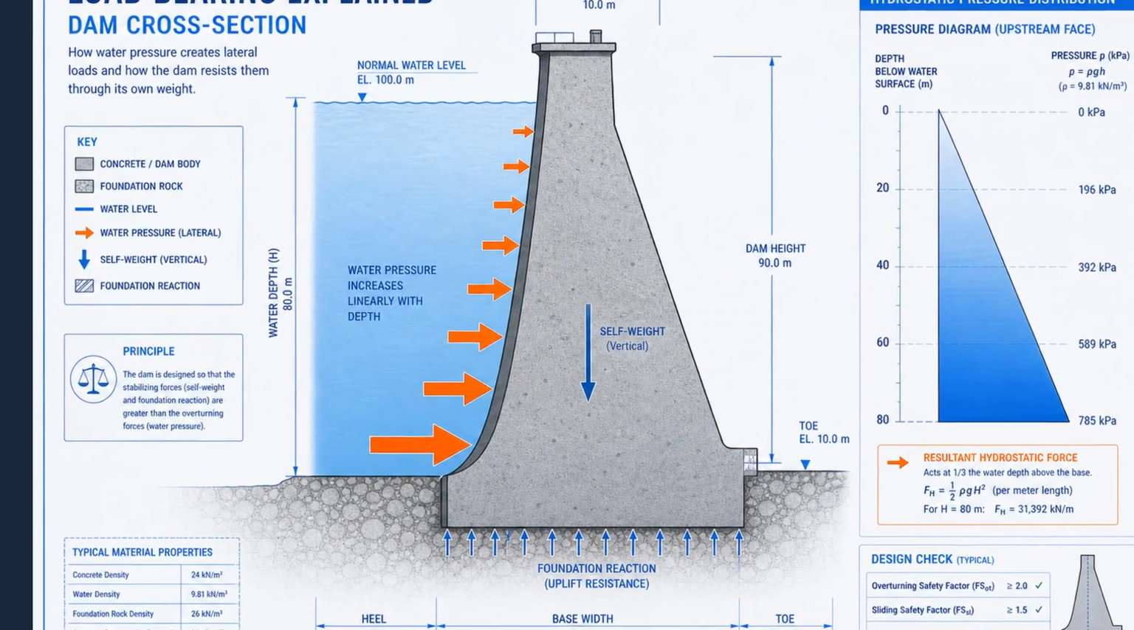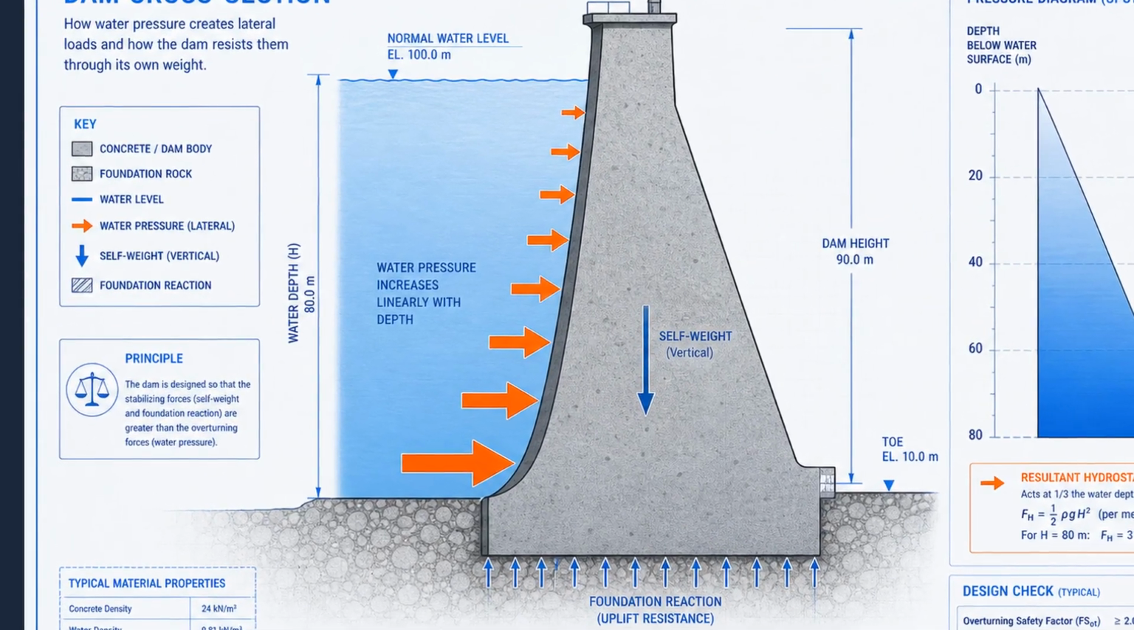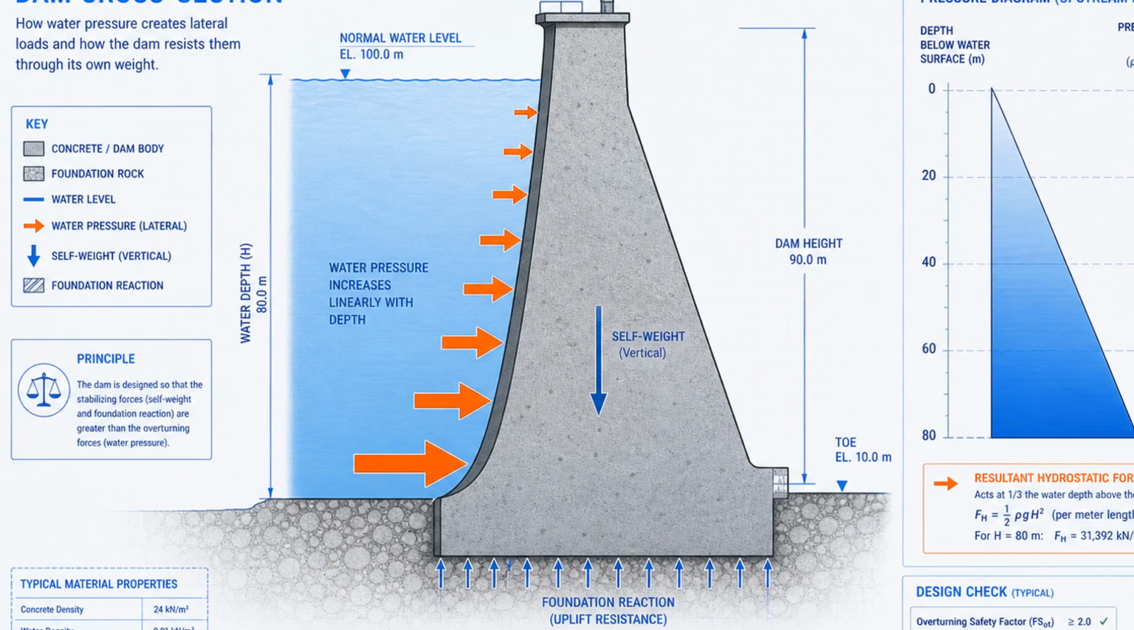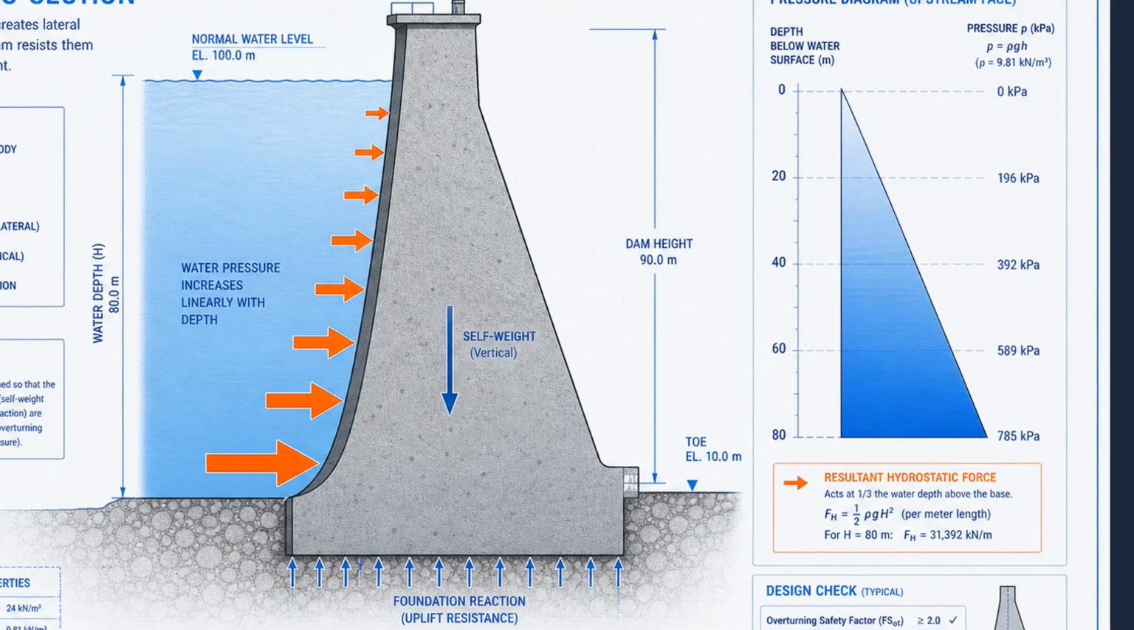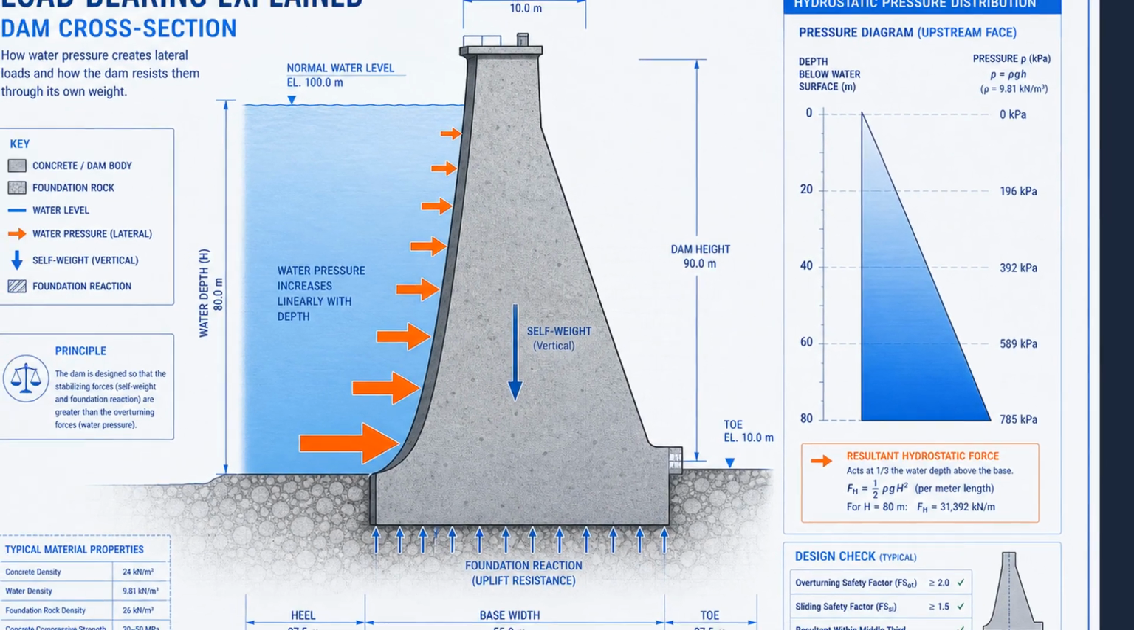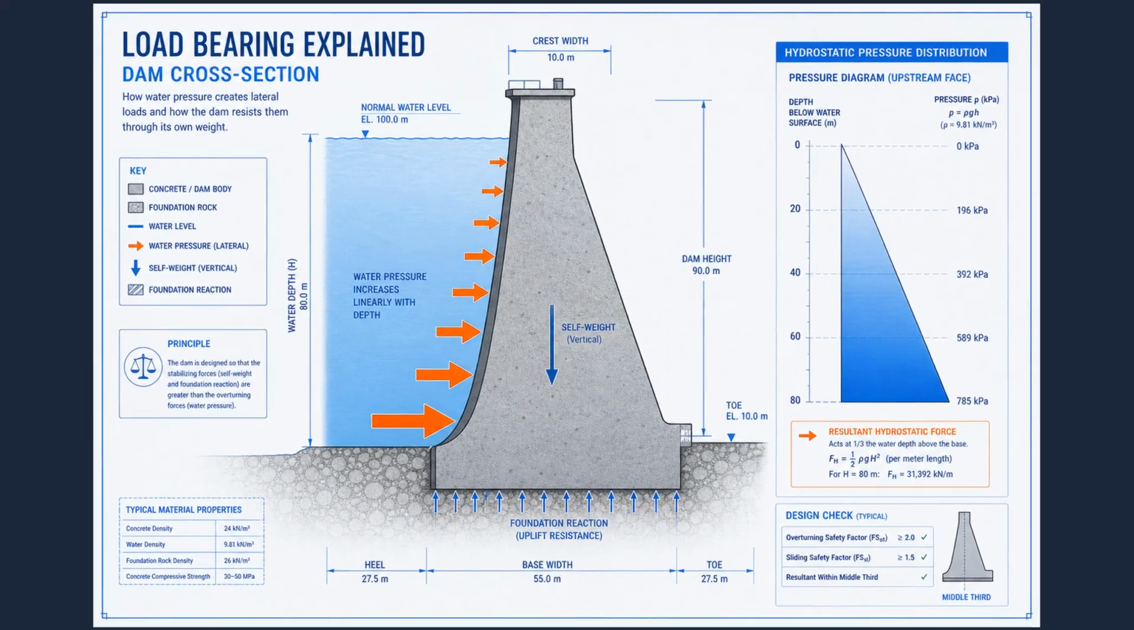Near the surface, force is small. Near the base, it is much higher. That creates a triangular pressure distribution, resulting in a large horizontal push and an overturning moment at the foundation.